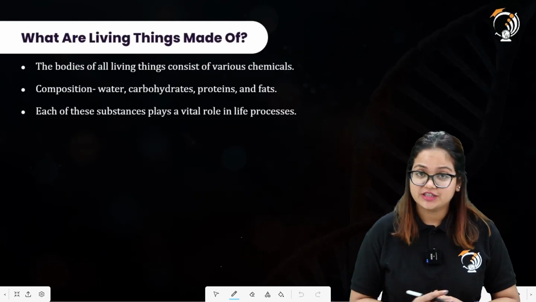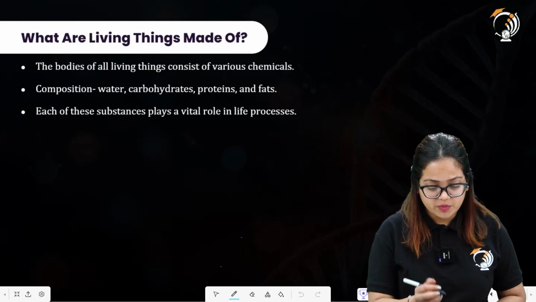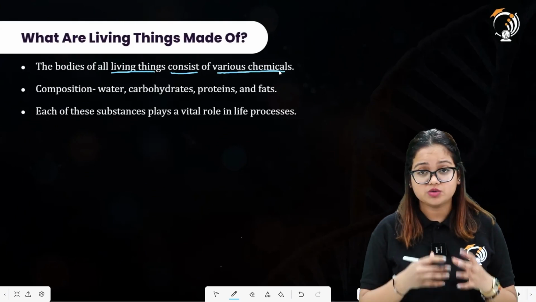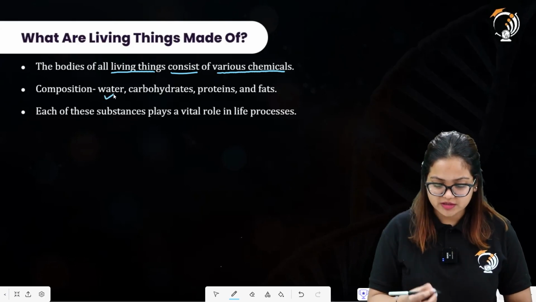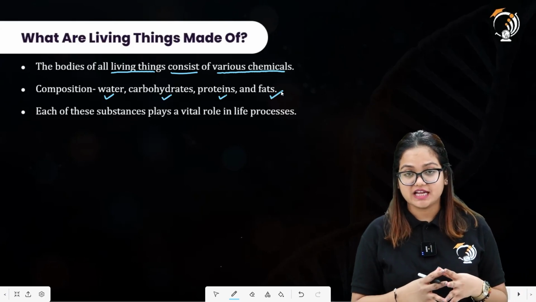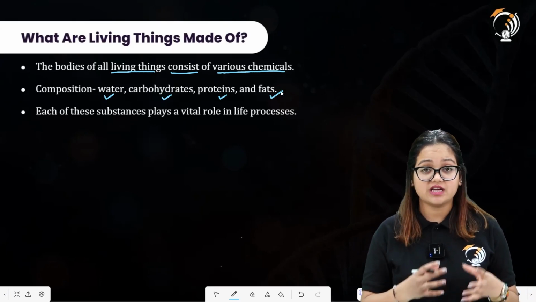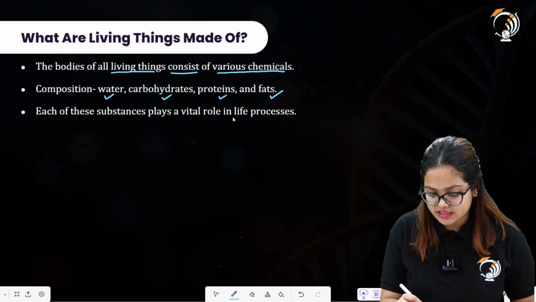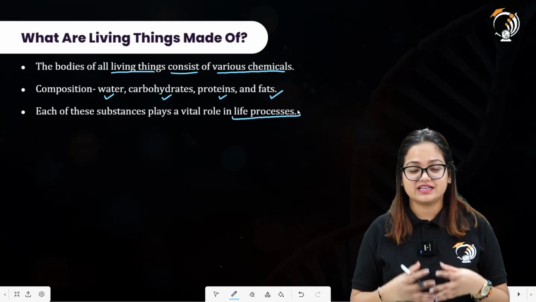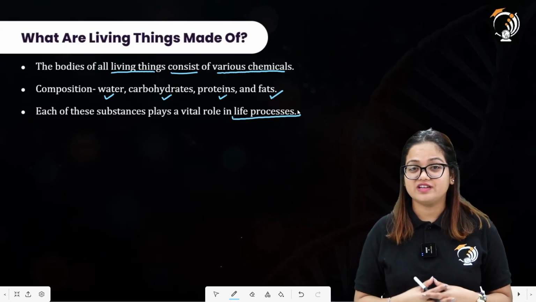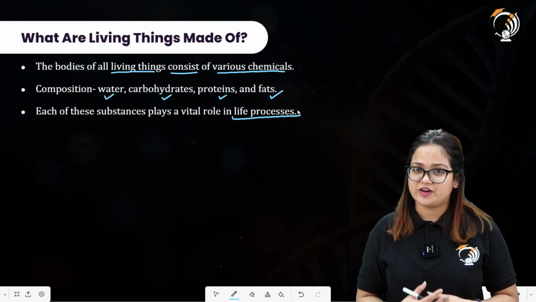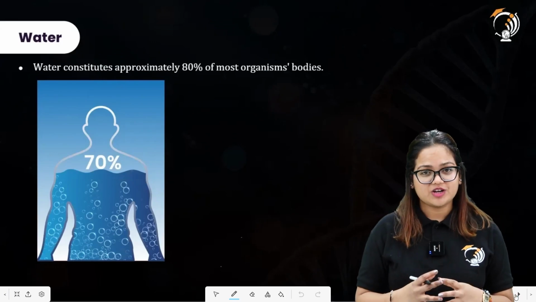Moving to the theory part. What are living things made up of? The bodies of all living things consist of various chemicals. And what are those chemicals? We have water, carbohydrates, proteins, and fats. Each of these substances plays a very important role in the life processes. Now, what are the life processes? These are the processes that enable a living organism to sustain its life, that make any living organism a living creature.